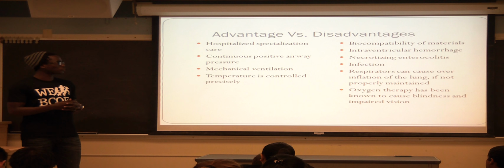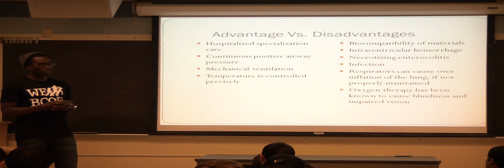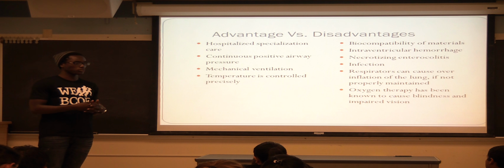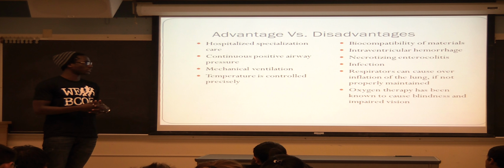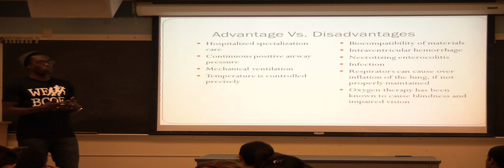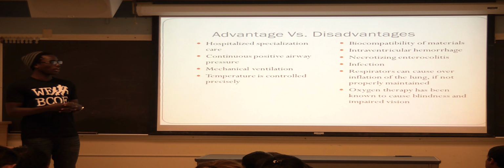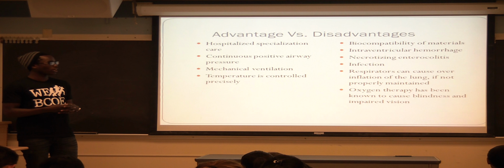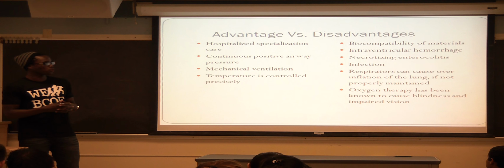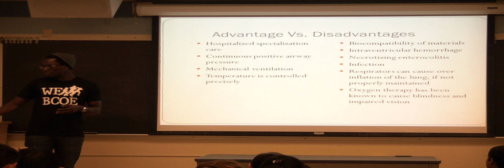And the respirators, because when our kids use the positive pressure pathway, it normally pumps too much air into the lungs, and it leads to the inflammation of lungs, which leads to the death of kids. And also oxygen therapy, if it's too much oxygen, it may lead to blindness. And also the bilirubin lights, if our kids are not really protected, it may lead to blindness too.